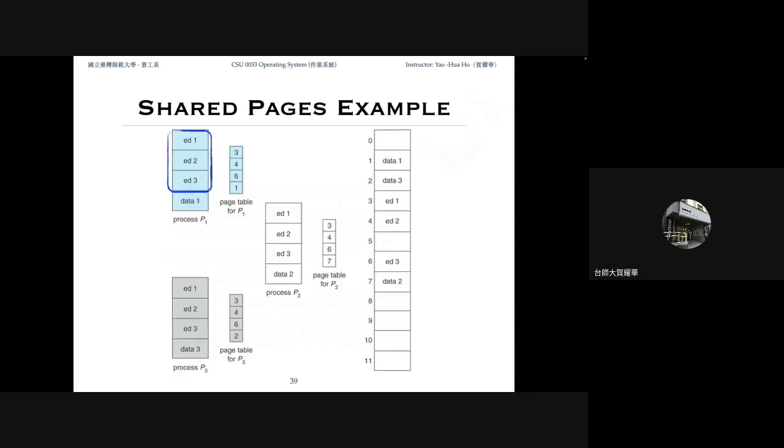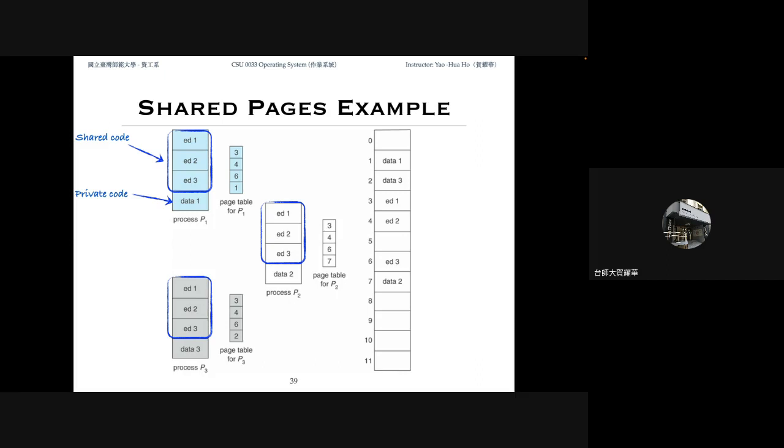This is an example of the shared page concept in a paging structure for memory management. We might have process 1, process 2, and process 3. The blue part is what we call shared code. You will have shared code, and you will have data, which is your private code.